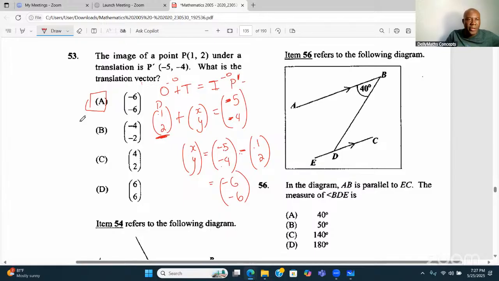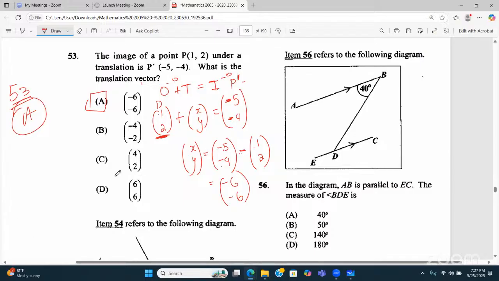We're at 53. 53 is A. Are we good with that? Yes, sir. Yes, go ahead.